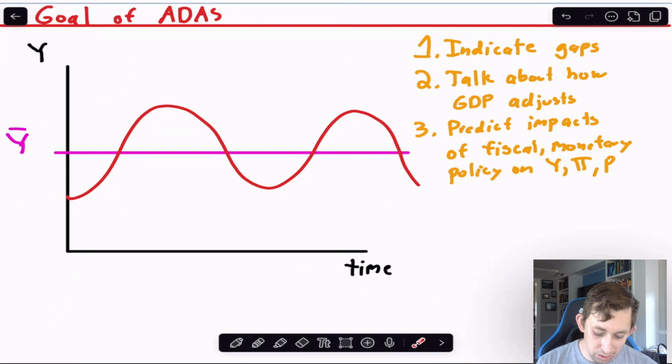and again to predict what we can do in terms of fiscal and monetary policy, where if we're way up here, how can we help the economy go back to the natural rate of output? And if we're in a recession, how can we use fiscal and monetary policy to get back up to the natural rate of output? So those are all things that we want to do with this model.